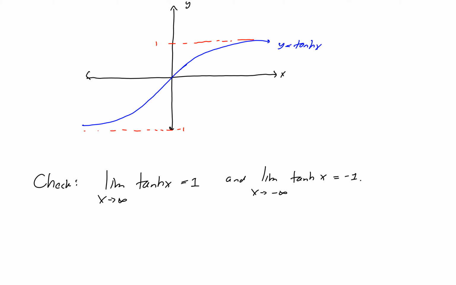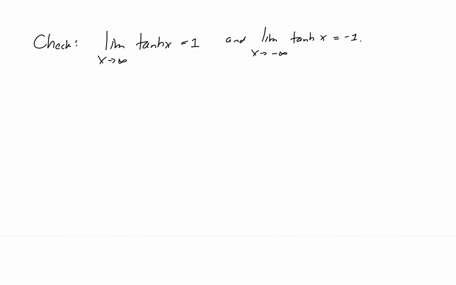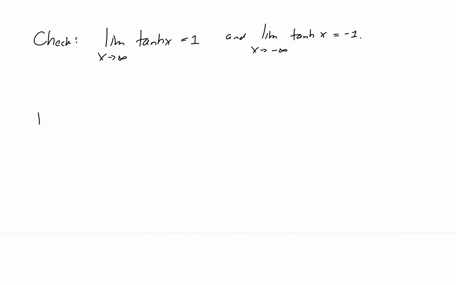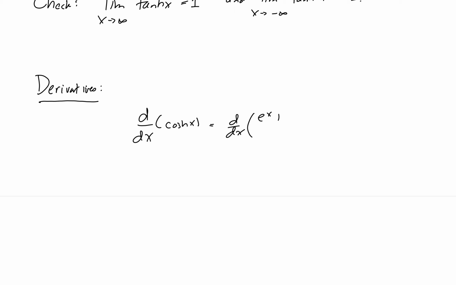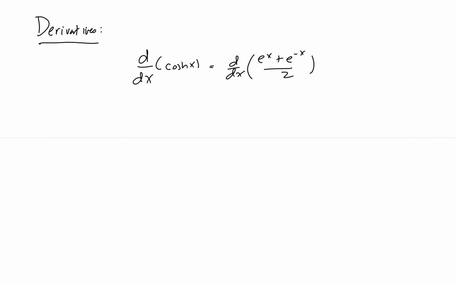So as you might imagine, we are going to want to take derivatives of these. This is calculus class. It's not hard to do these because they're just combinations of exponential functions, which we already know how to take the derivative of. So if I want the derivative of hyperbolic cosine, this is just the derivative of this function. And so I can pull that 1/2 out front. So I have this derivative. And now we know how to take those derivatives.